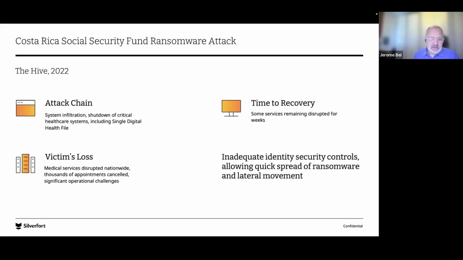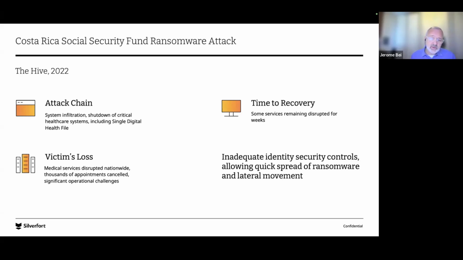And the last one that I wanted to go through was an attack from the Hive in 2022 to the Costa Rica Social Security Fund. Now, this attack also had some of the systems being disrupted for a number of weeks. And the attacker infiltrated the system in a very simple way, shut down critical healthcare systems, including one that's called the single digital health file, which was responsible then for all the disrupted nationwide medical services and thousands of appointments having to be cancelled.